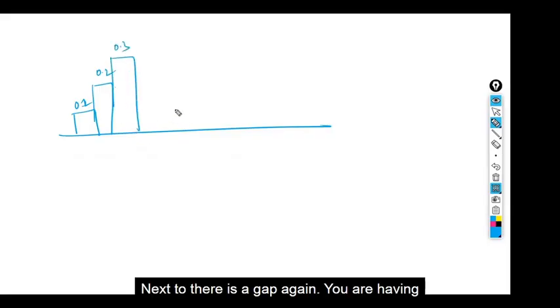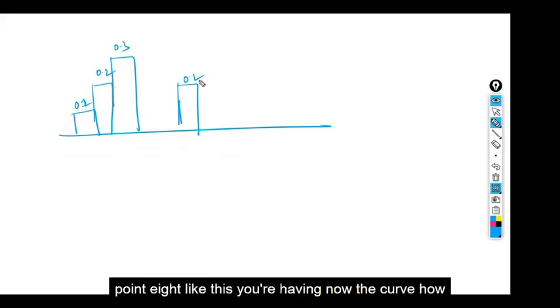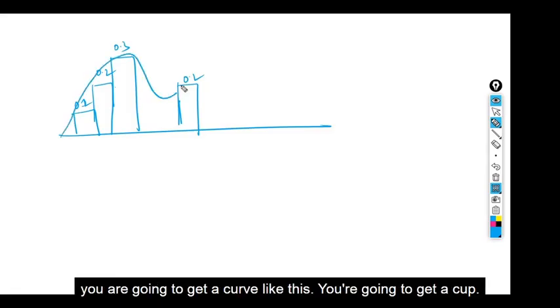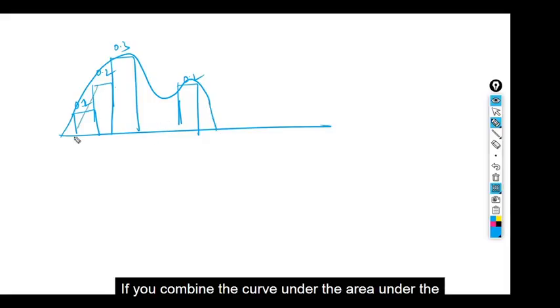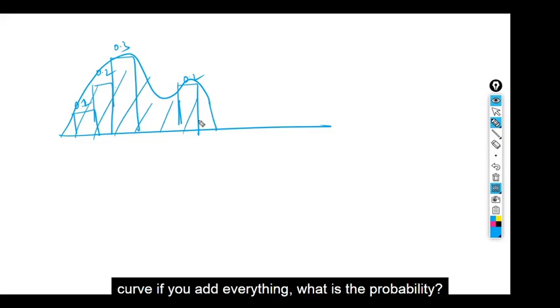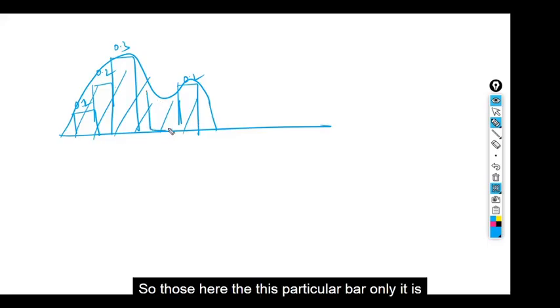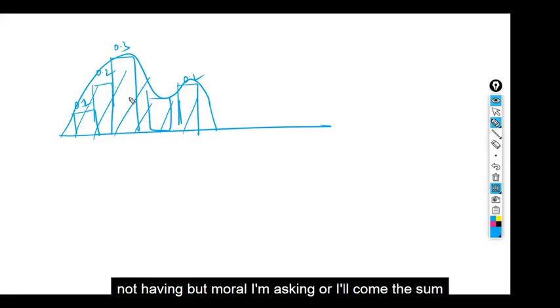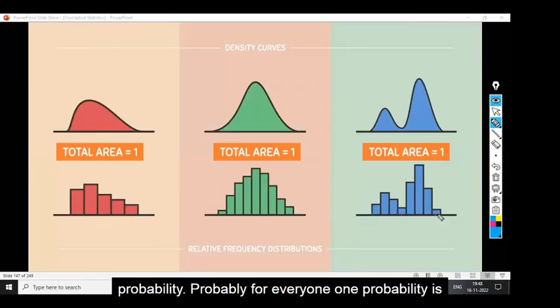Next, there is a gap. Again, you are having 0.2 here. Okay. Now 0.7, 0.8, like this you are having. Now how are you going to get a curve? Like this you are going to get a curve. Here it is 0 now. If you combine everything under the curve, what is the probability? Again 1. Though this particular bar is not there, I am asking about the overall curve, the sum of the overall curve for every value. This is having a certain probability, and for every value, one probability is there.